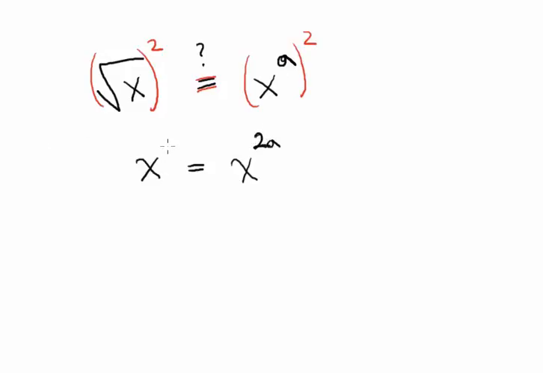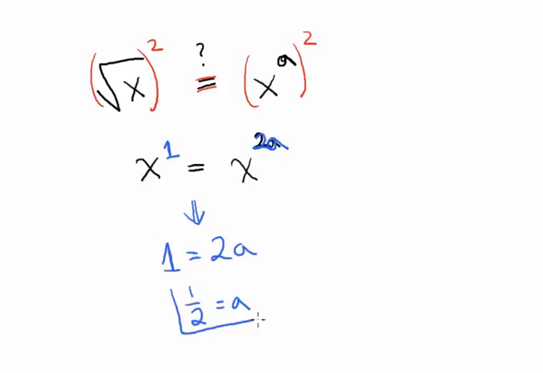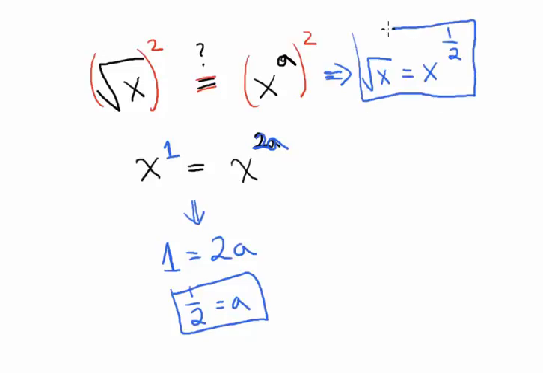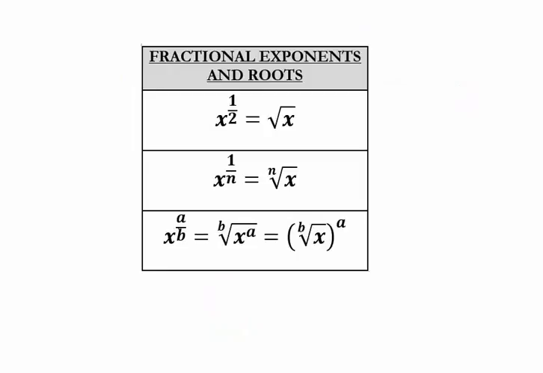Then I think, well, x is really just x to the first power. So x to the first power is equal to x to the 2a power. That implies that 1 equals 2a, which implies that a is in fact 1/2. And this is how fractional exponents are born. So let me summarize: the square root of x is actually equal to x to the 1/2 power. This is our fundamental starting place, and from that we can build up all of these relationships.